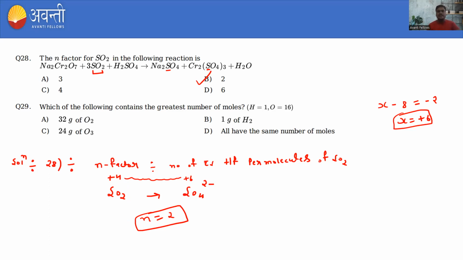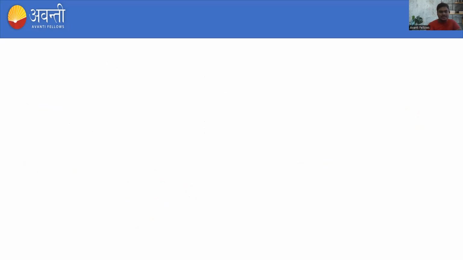Very good. So, in the next question, which of the following contains the greatest number of moles, right? So, you have to find which of the following contains the greatest number of moles. We have 32 gram of O2. So, let me write the data. That is 32 gram of O2.